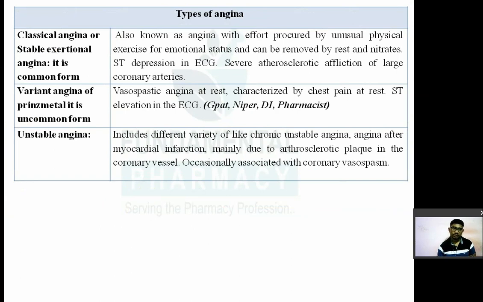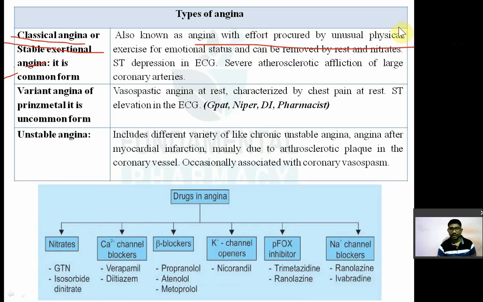There are three types. First one is known as classical angina, or it is also known as stable exertional angina, and it is the most common form of angina pectoris. Remember this classical angina or stable exertional angina, also known as angina with effort, and it is produced by unusual physical exercise.